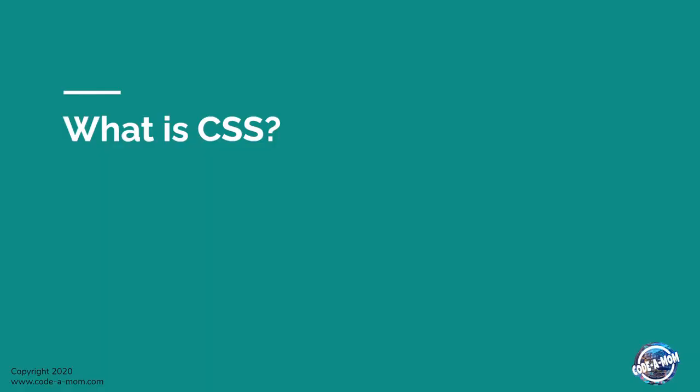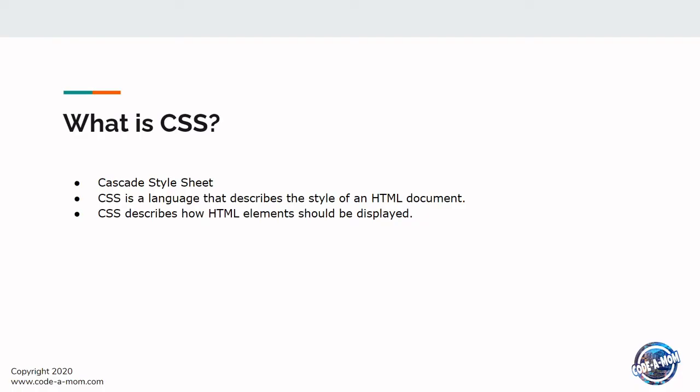So what is CSS? CSS is a Cascade Style Sheet. CSS is a language that we use to describe the style of an HTML document, and CSS also describes how the elements should be displayed. So if you think of CSS, it's like a skin for our skeleton, which is the HTML.